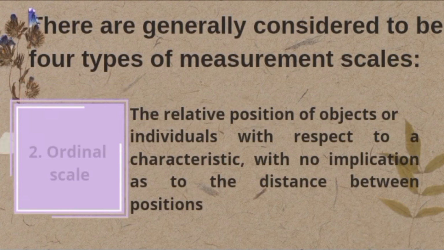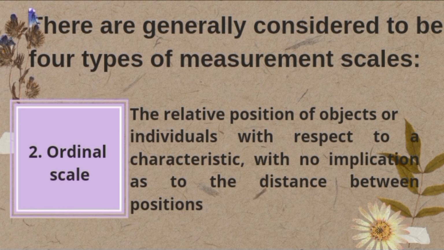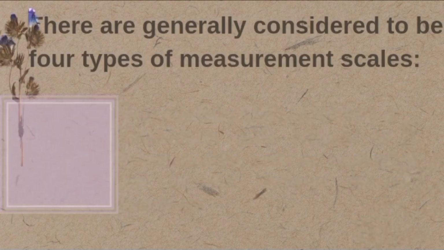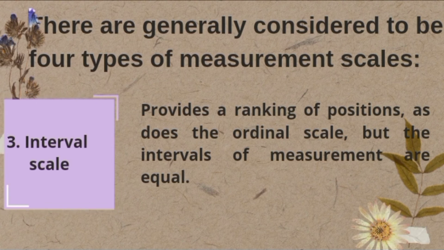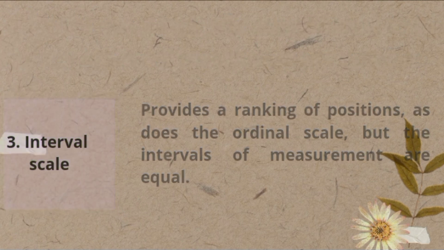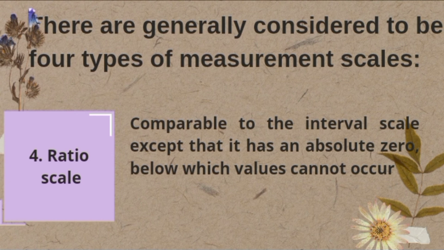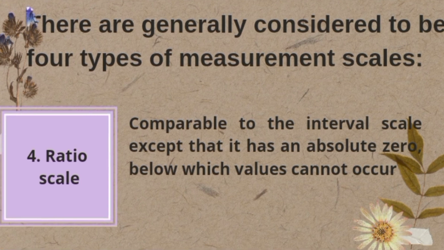Second, ordinal scale. The relative position of objects or individuals with respect to a characteristic, with no implication as to the distance between positions. Third, interval scale. Provides a ranking of position as does the ordinal scale, but the intervals of measurement are equal. And the last one is ratio scale. Comparable to the interval scale except that it has an absolute zero below which values cannot occur.